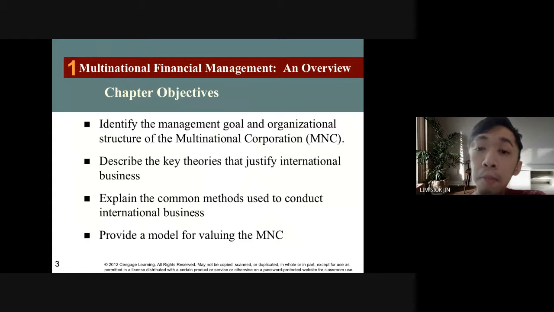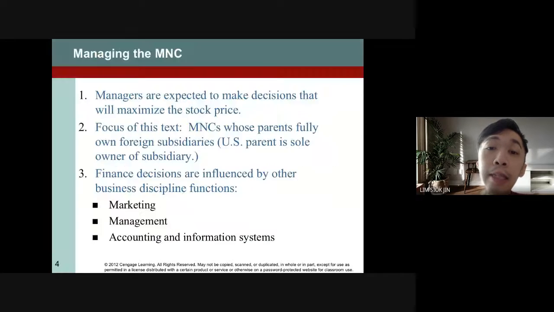Okay, so in this chapter, our objective is to identify the goal and organizational structure of an MNC. Next, we want to describe theories that justify international business. This is why I said why people go and do business internationally. Okay, three, we want to explain common methods used to conduct international business. And next is to provide a model for valuing these MNCs.